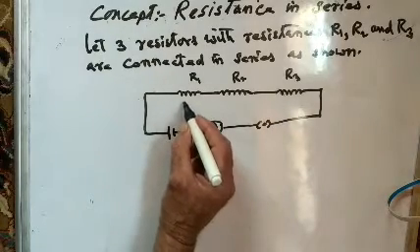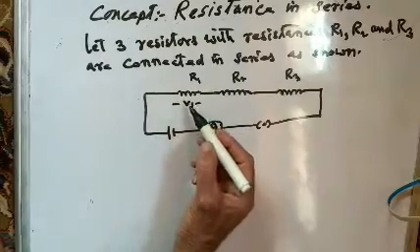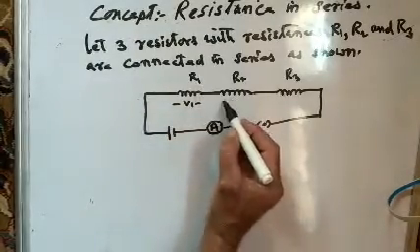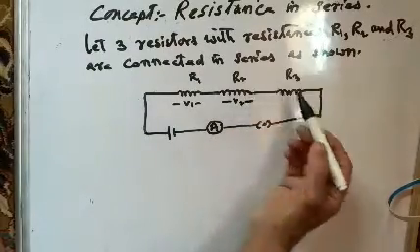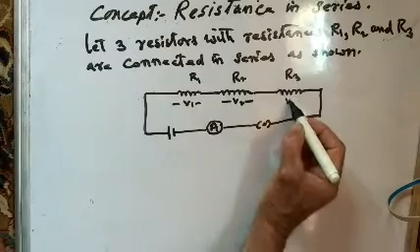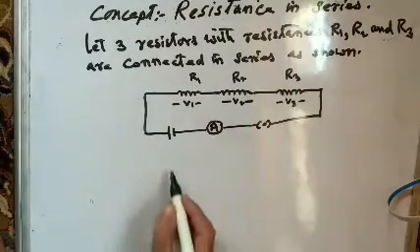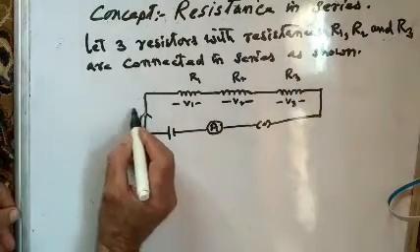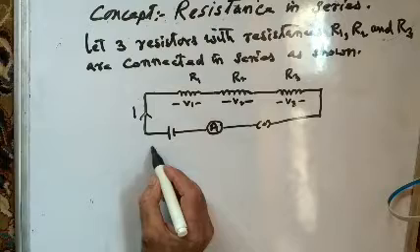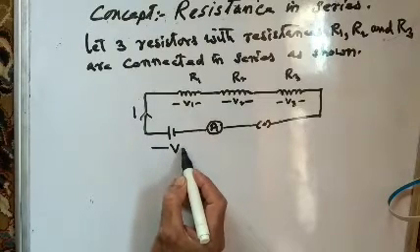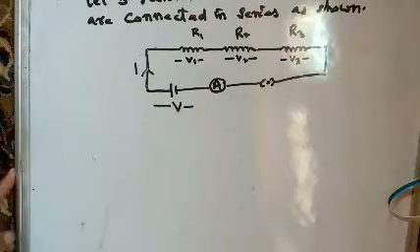Let V1 be the potential difference of resistor R1, V2 be the potential difference of resistor R2, and let V3 be the potential difference across the ends of this resistor with resistance R3. This is the current I. Let the total potential difference be equal to V. Let's proceed.